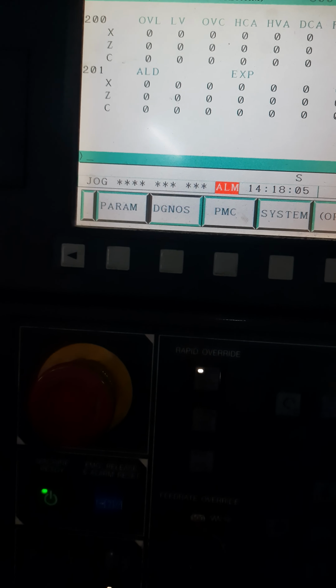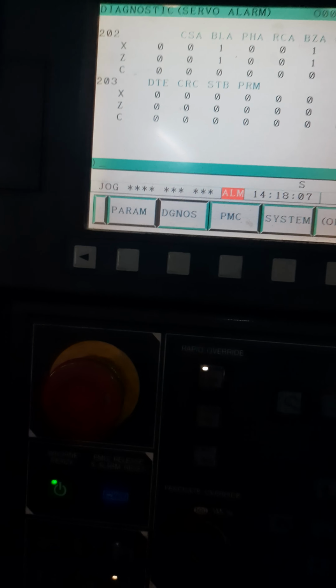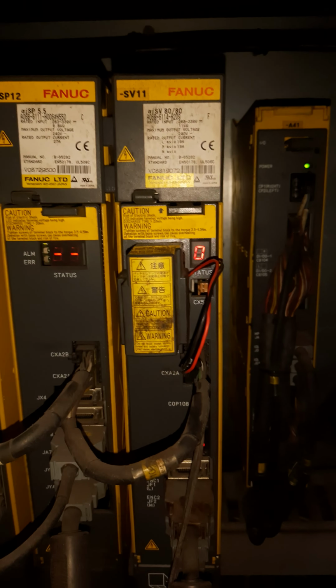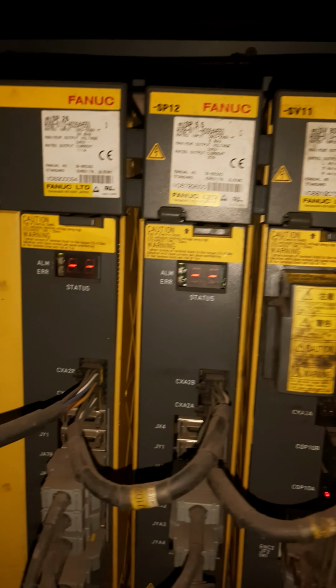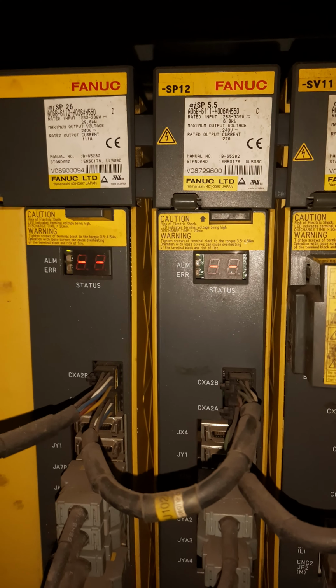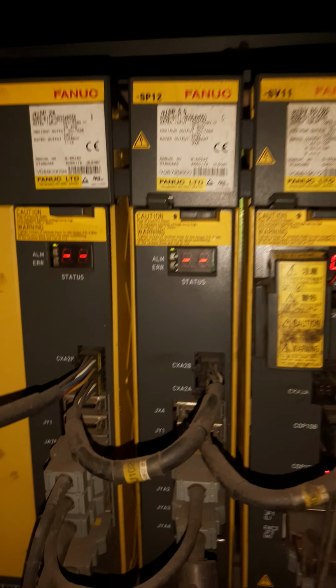204, 201, 203, 204 BLA all are 0. So the battery voltage of that machine is 0. We find that my battery voltage is 0, so we are changing the battery. After changing the battery we will check that 204 will be 1 BLA.